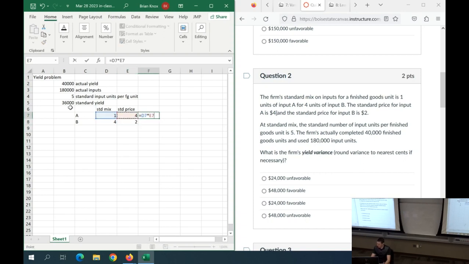So 1 unit A at $4, so we have $4 of cost from the A inputs in each finished goods unit, and we have 4 units of B at $2 per unit, $8 of input B cost in each finished goods unit. So the sum of those two is each finished goods unit should cost us $12 worth of input units. Okay, that's our standard price at standard mix.